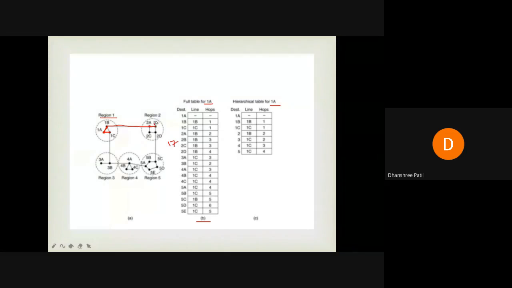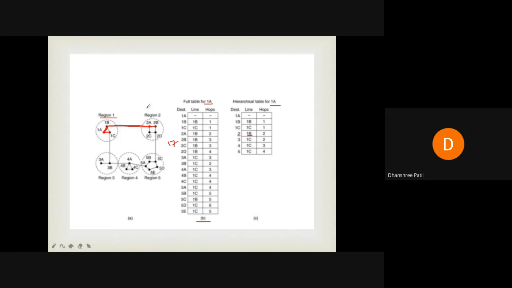That is region 2. For that it will maintain only one link. You can see here this is the region number, that is the destination. Region 2. So 1A will reach region 2 by using this 1B, so this one and this 2. Once it reaches region 2, region 2 will have a separate routing table, and 1A does not need to maintain it.